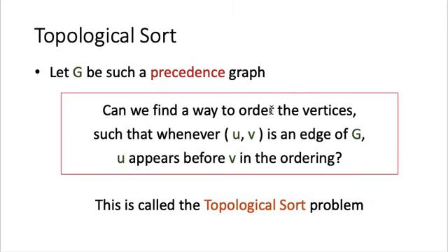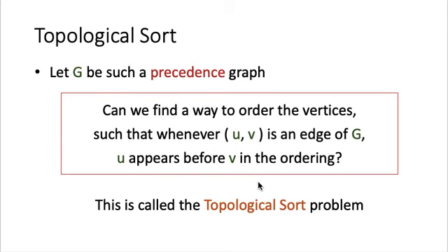Ideally, we want to find a way to order the vertices of this precedence graph such that whenever there is a directed edge from U to V, then U appears before V in the ordering. In such a case, we can make use of this ordering to perform the tasks one by one, so that we don't need to worry that something has to be done but is not done yet. Whenever U is before V in the ordering, we don't need to worry about an edge pointing back from V to U.